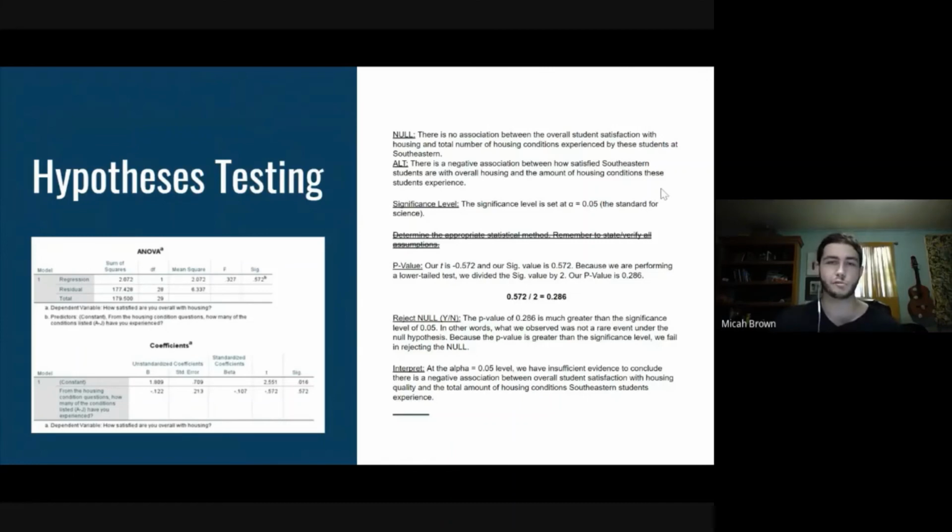At the alpha 0.05 level, we have insufficient evidence to conclude there is a negative association between overall student satisfaction with housing quality and the total amount of housing conditions Southeastern students experience.